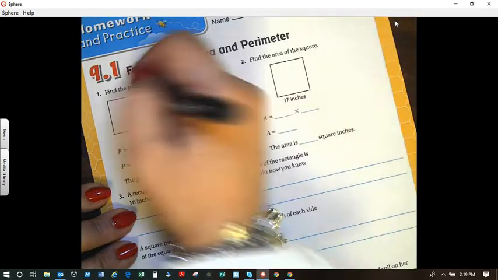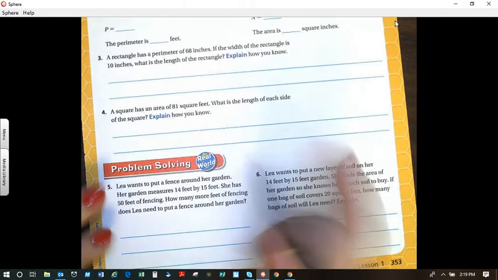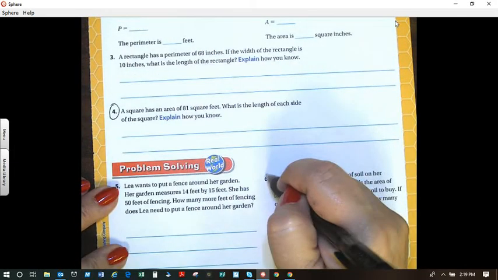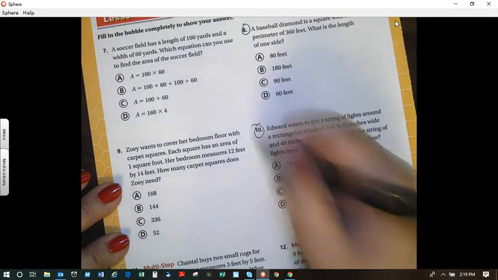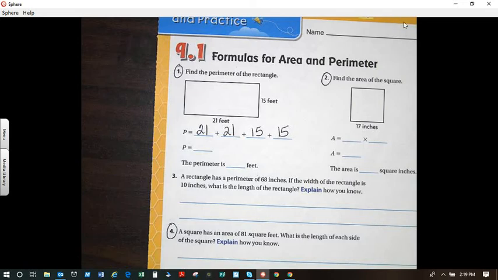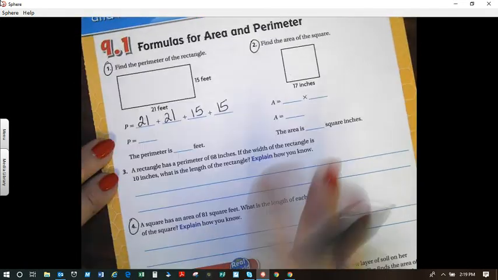All right, you're doing questions number 1, number 2, and then you're doing all evens: 4, 6, 8, 10, and 12. I started already on it, and I didn't mean to, but I forgot to record. All right, so let's take a look at number 1.